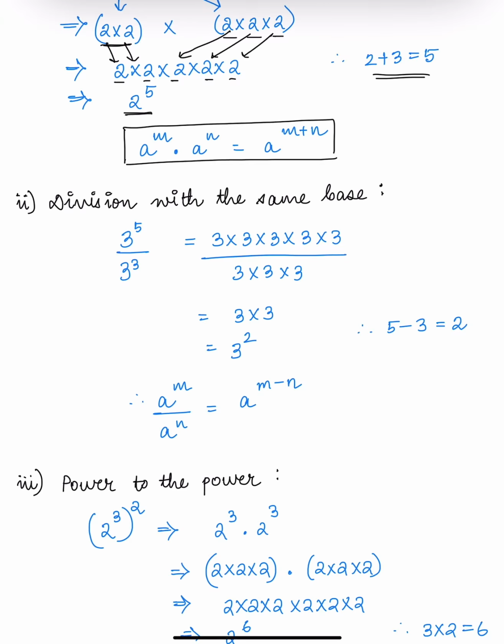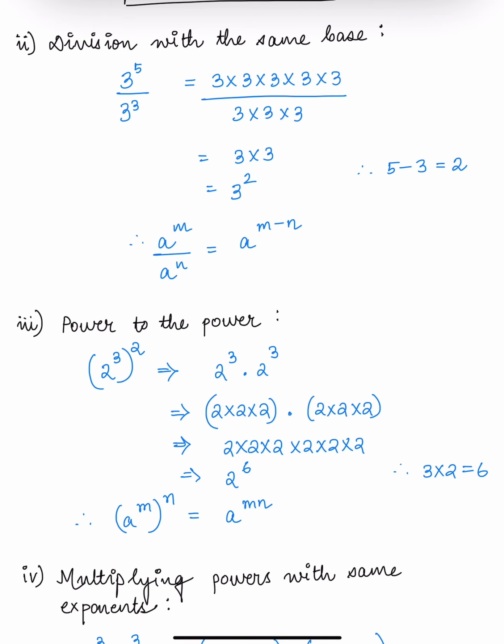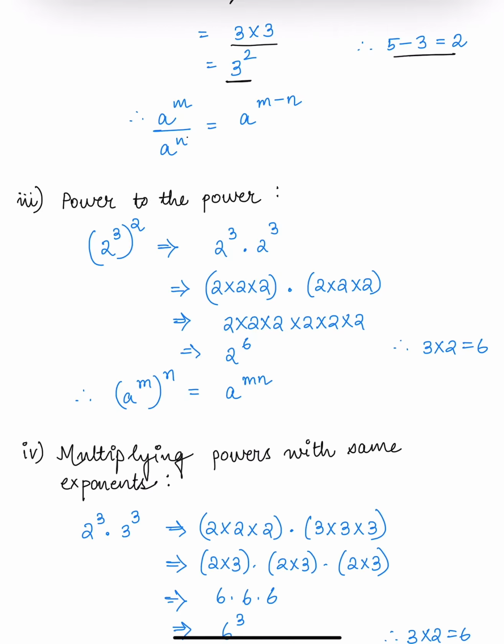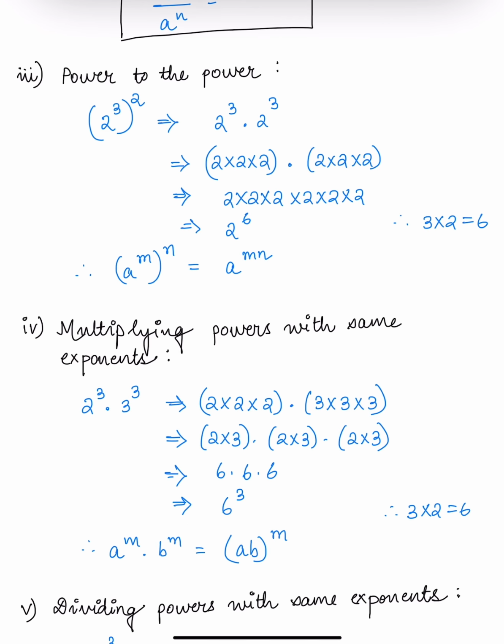Similarly, when we have the division with the same base, suppose the example is 3 to the power 5 divided by 3 cube. So we can expand and write it like this. This 3 gets cancelled, this 3 gets cancelled, this 3 gets cancelled. So what do we have? 3 into 3, and that is 3 squared. And when we observe, we see that 5 minus 3 equals 2. So the law is a to the power m divided by a to the power n equals a to the power m minus n. Now the next law is power to the power.